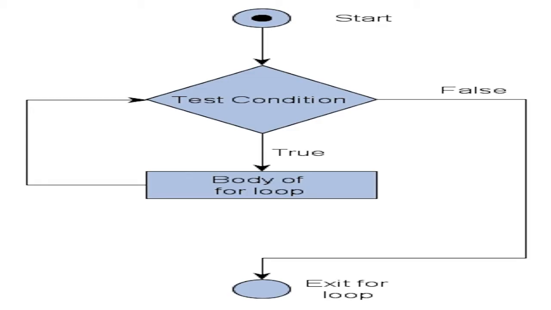Here's the flow chart of the for loop. If the test condition is true, the loop body is executed. If not, the for loop exits and the next statement following it gets executed.